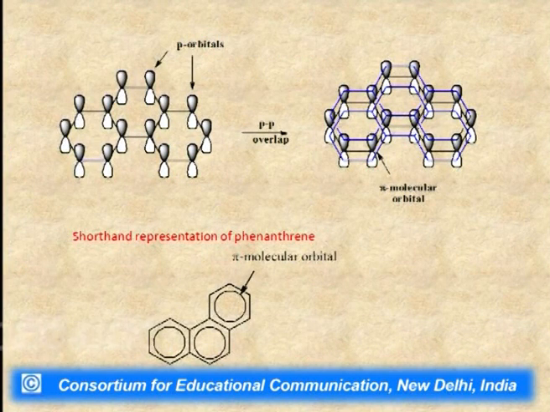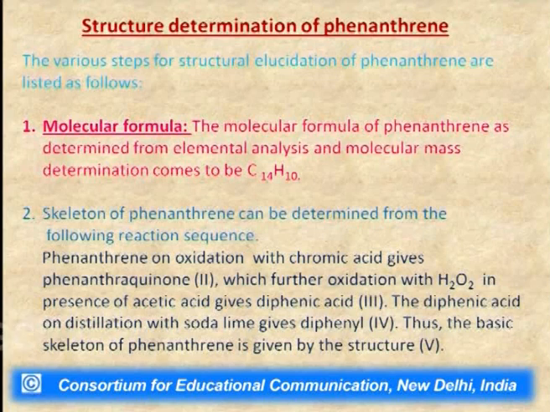Here you can see the molecular orbital picture of the phenanthrene molecule. These are the 3 rings, and these are the pz unhybridized orbitals, which on sideways overlapping will form these pi molecular orbitals, which are the delocalized pi electron cloud. So on this molecular orbital structure, we can write the shorthand representation of phenanthrene like these 3 rings with the spheres in them. This is the easiest form of representation of phenanthrene.